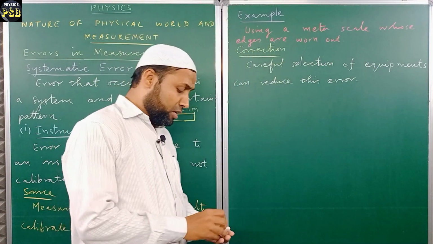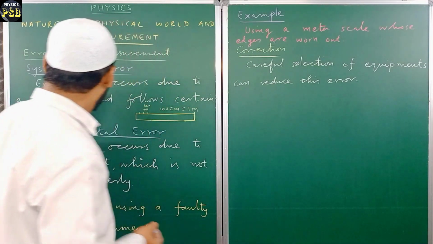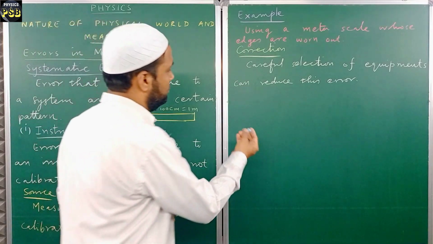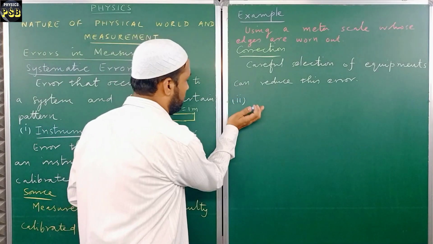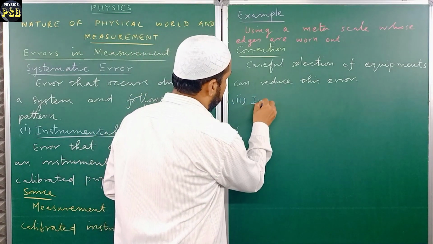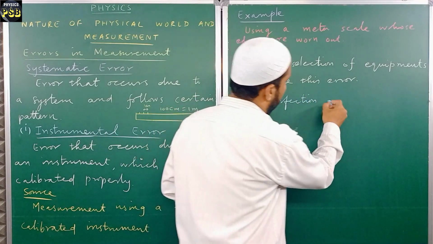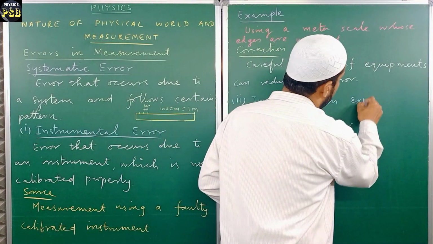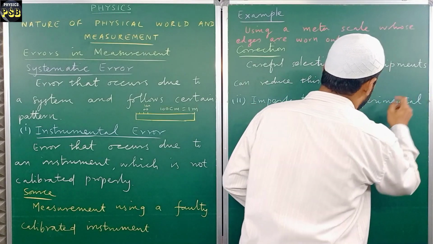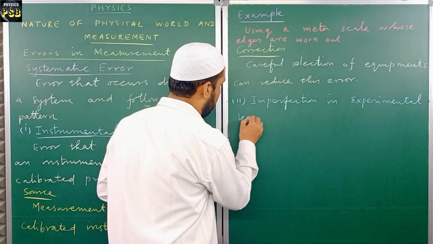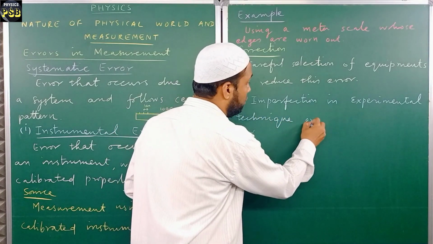Now we'll go ahead. We'll discuss another type of error which causes systematic error. The second is imperfection in experimental technique or procedure.